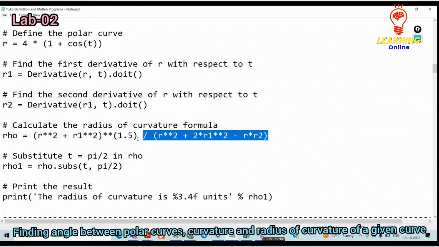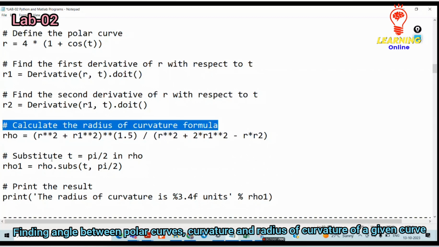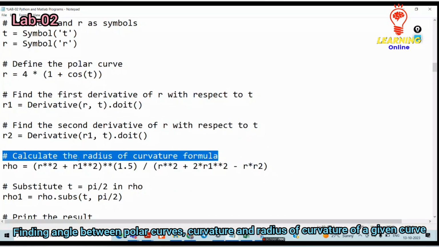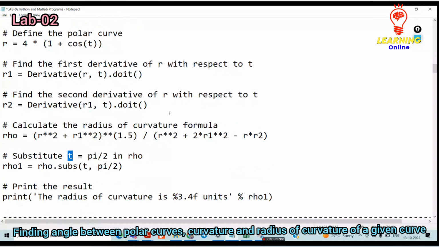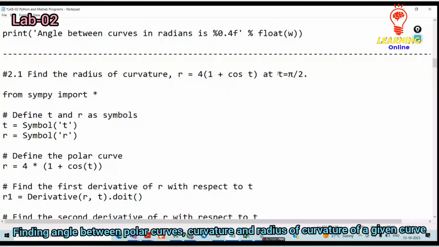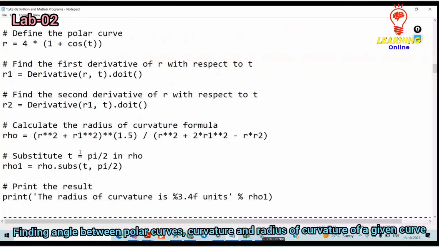This is the expression I defined. Then I get the radius of that particular curve. Then substitute, because t is the parameter. How much is defined in the expression? t equal to pi by 2. So I have to substitute t as pi by 2. Pi is the representation of the pi symbol. So that you will get rho. rho1 is equal to rho.subs.